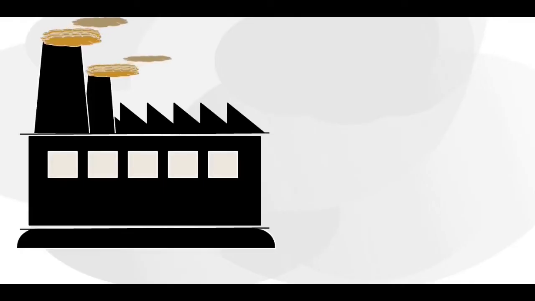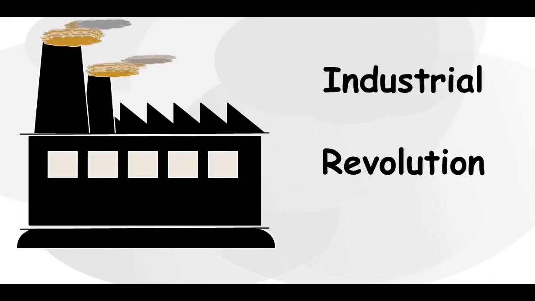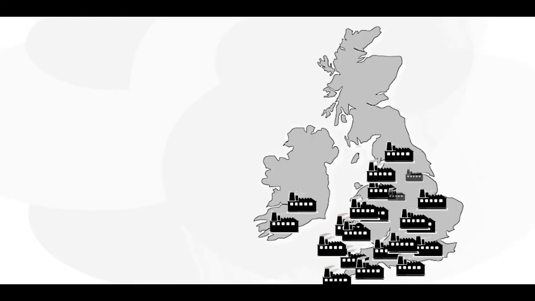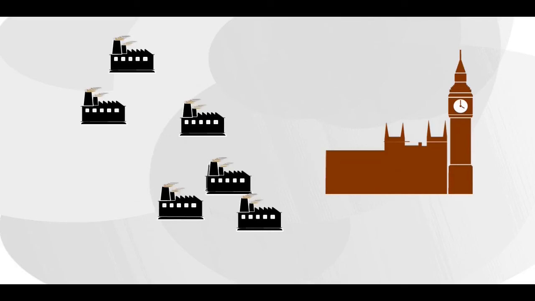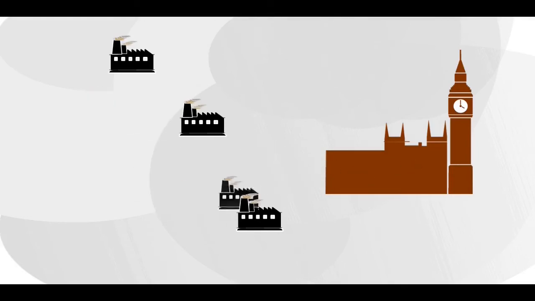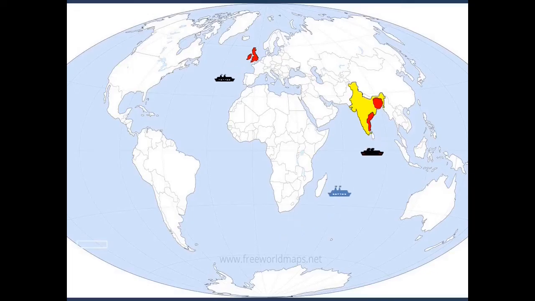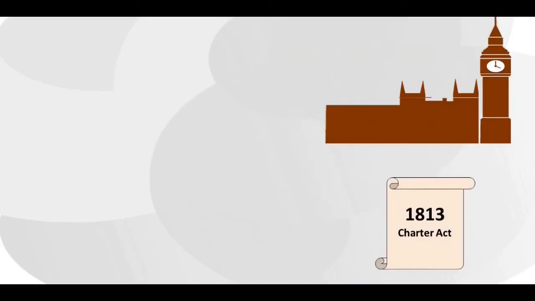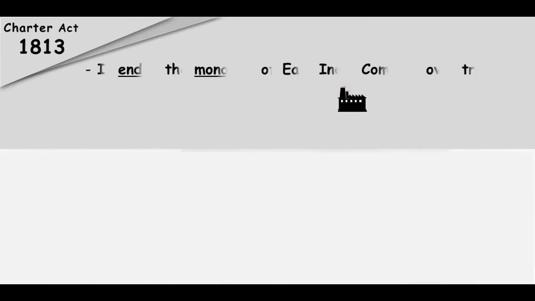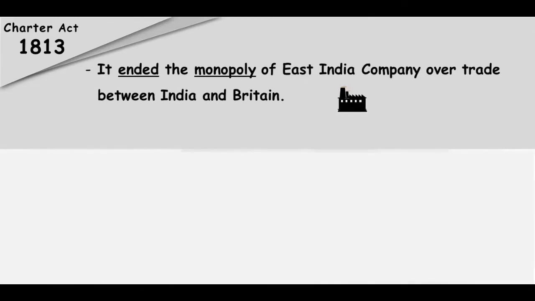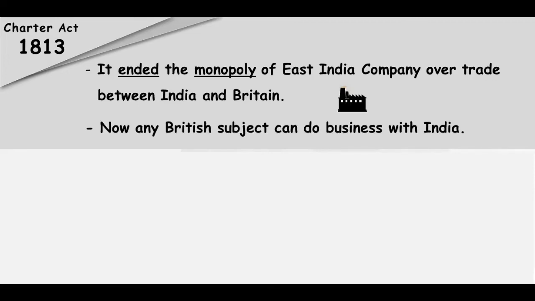Actually, long before that, the Industrial Revolution happened. It created a wealthy and powerful middle class which liberated British society from feudalism. This new industrial middle class of merchants and entrepreneurs was getting stronger in the British Parliament, and they were demanding access to India. Under its influence, the Charter Act of 1813 was brought. It ended the monopoly of the East India Company over the trade between India and Britain. Now any British subject can do business with India.